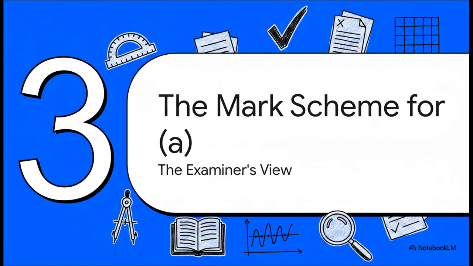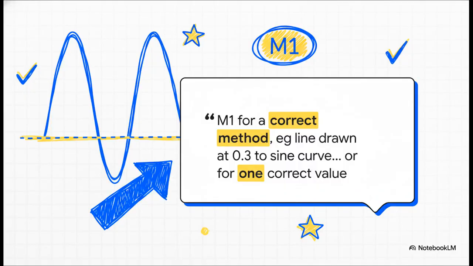Okay, so we've got the method down, but how does that turn into actual marks on the page? To figure that out, let's look directly at the official mark scheme. This is like getting a peek into the examiner's brain. This is absolutely brilliant. It shows you exactly how easy it is to pick up marks. That first one, the M1, the method mark, you get that just for showing you have the right idea. So by drawing that simple horizontal line at y equals 0.3, you've probably already bagged that first mark without even writing down an answer. How good is that?